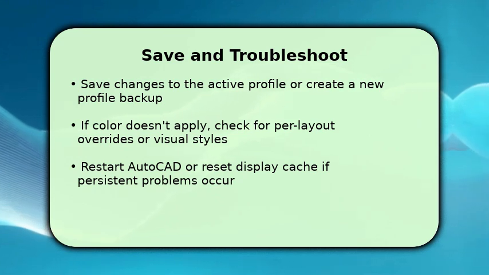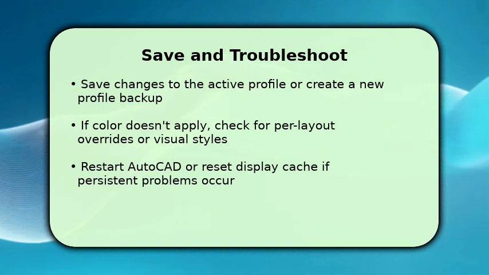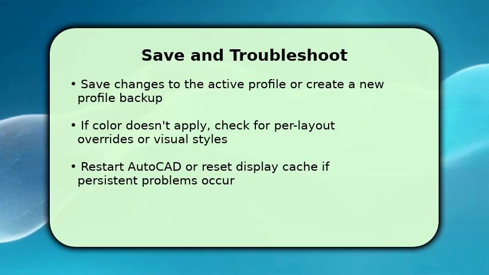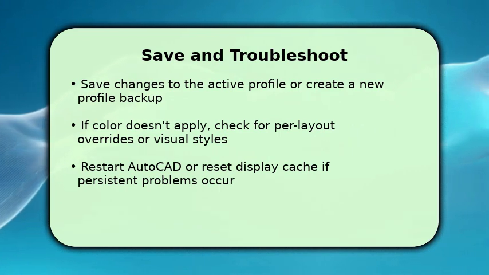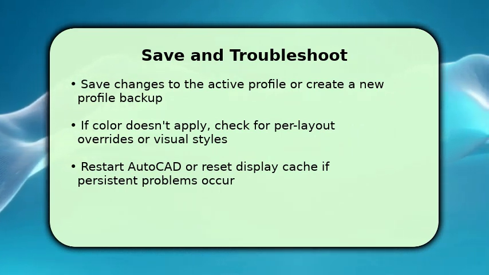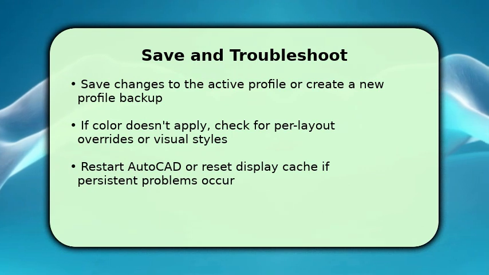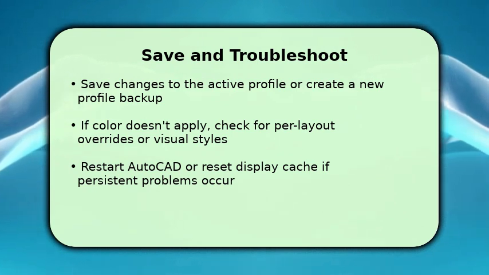If the new color seems not to apply, make sure you didn't change paper space or viewport overrides instead, and verify your current visual style doesn't impose its own colors. Finally, if things still go wrong, restart AutoCAD and clear the display cache. That resolves most persistent display artifacts and ensures your chosen background appears consistently.